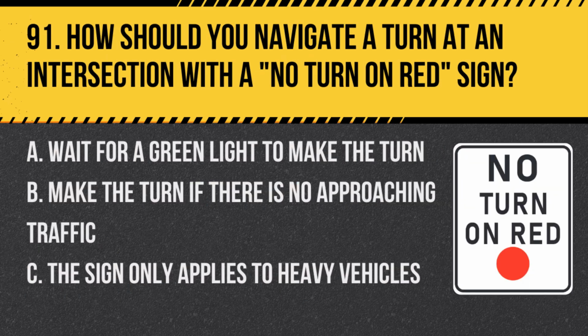Question 91. How should you navigate a turn at an intersection with a no turn on red sign? A. Wait for a green light to make the turn. B. Make the turn if there is no approaching traffic. C. The sign only applies to heavy vehicles.